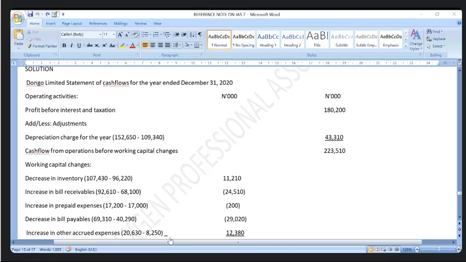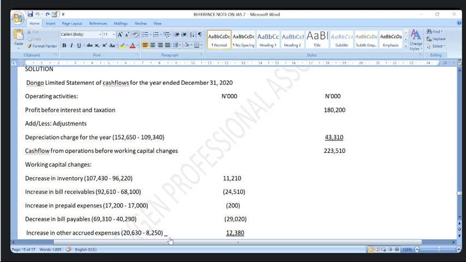So welcome back again. So we start from where we stop. We are looking at the solution to the question, and that's Dongo Limited statement of cash flow for the year ended 31st December 2020. So we have been able to ascertain or determine the profit before interest and tax, and that is 180,200, and that's what we refer to as operating profit.